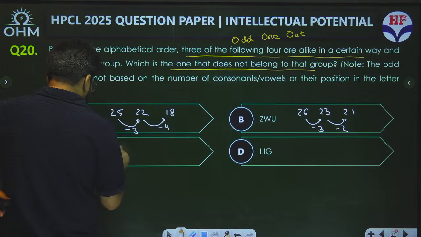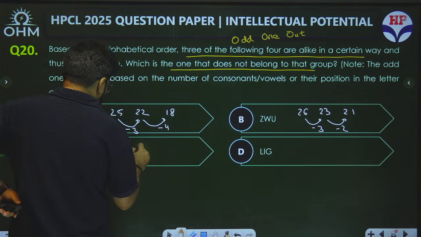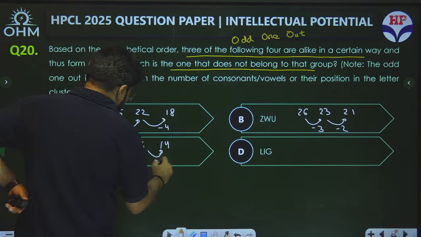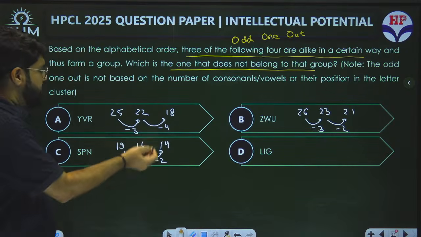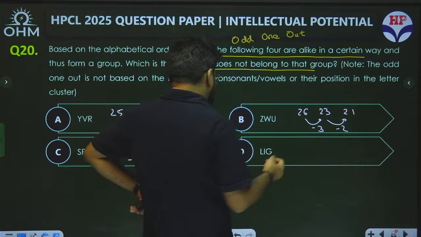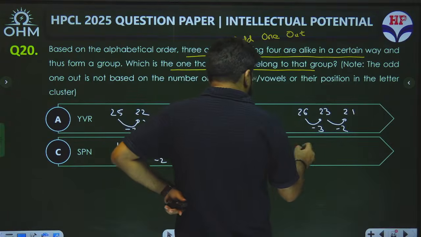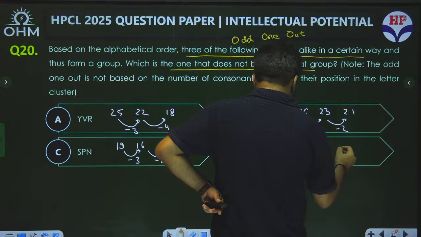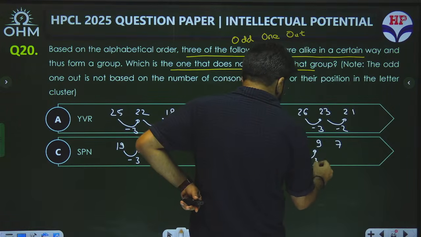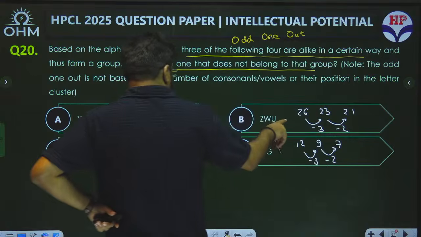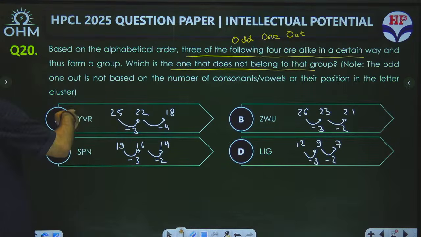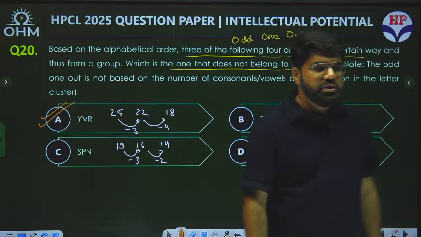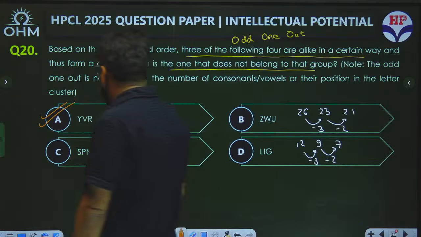SPN, S is 19, P is 16, and N is 14. So see, this is -3 and this is -2. So B and C are alike. So D also will be alike. Only one will be the odd one out. That is option number A. But still I will show you. LIG, L is 12, I is 9, and then G is 7. So this is -3 and this is -2. So option number B, C, D, they have the same pattern. A is having a different pattern. That is odd one. That is the intent of the question. Correct, Shivatsav. Option number A, YVR.